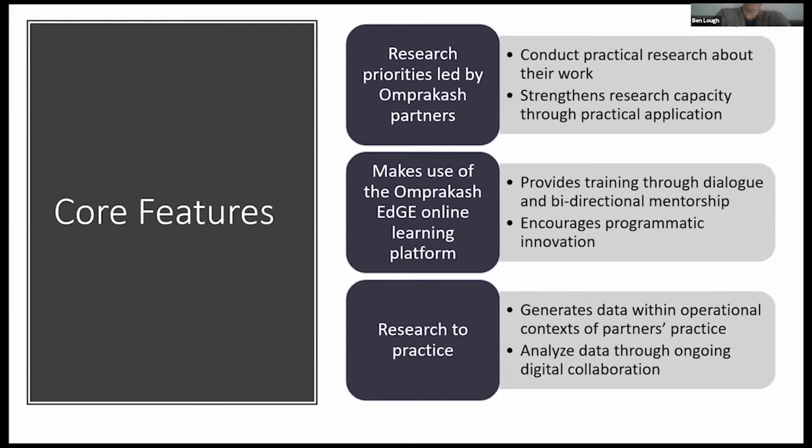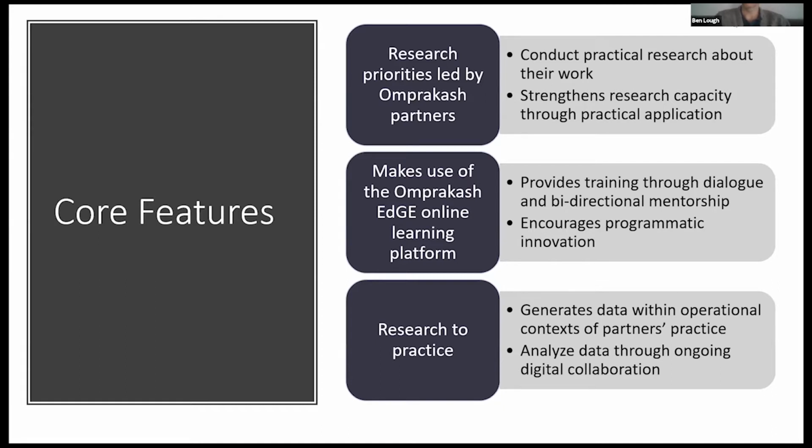The core features of this project, which again is funded by the Canadian government, but ultimately led by Amprakash and their partners, is that the research priorities are defined by the partners themselves. One of the things that I appreciated about our partnership initially with Amprakash is that we had this money, we came to Amprakash with these ideas around a proposal, and they basically pushed back and said, no, that won't work because it's not bringing enough value to our partners. So that led to a future discussion where partners came together, defined priorities, and that's where the research project is right now, based on the discussions from partners.